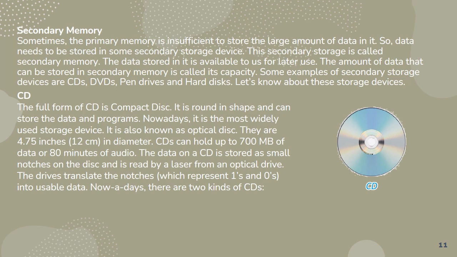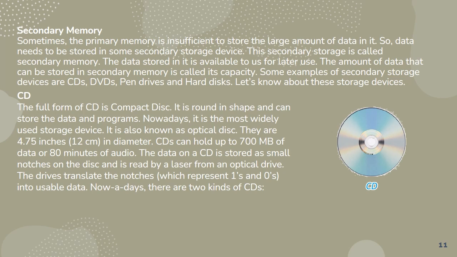CD. The full form of CD is compact disc. It is round in shape and can store the data and programs. Nowadays, it is the most widely used storage device. It is also known as optical disc. They are 4.75 inches, 12 centimeters in diameter. CDs can hold up to 700 megabytes of data or 80 minutes of audio.